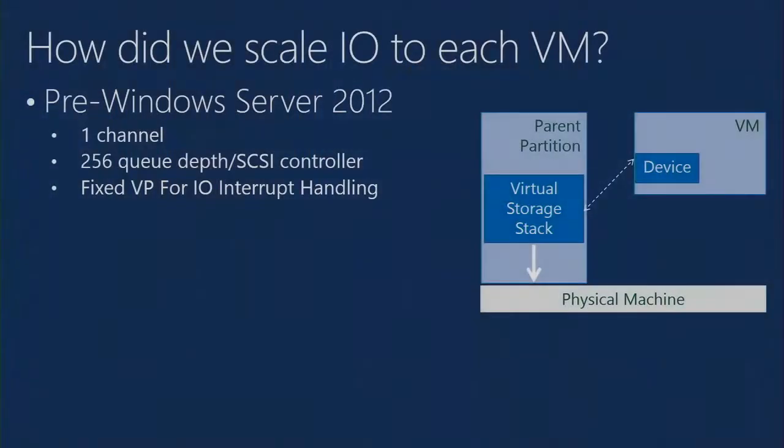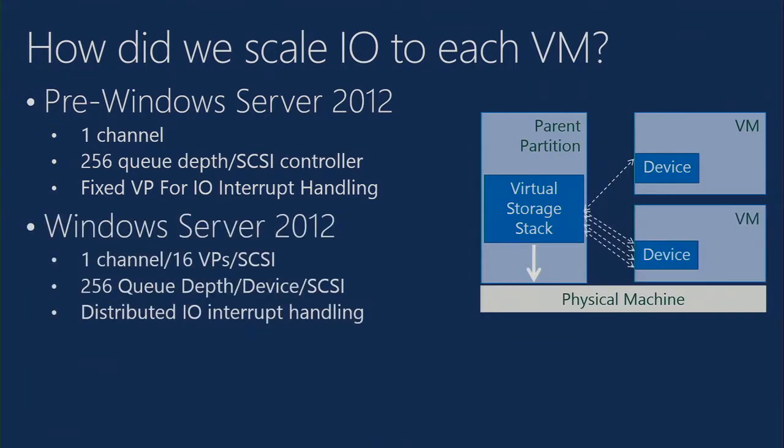So how did we do it? Not much changed in the architecture itself. In pre-Windows Server 2012, our VMBus channel that carries the IOs from the VM to the host was using 1 channel per VM. We had limited queue depth, and we had a fixed VP for the IO interrupt handling. In 2012, we just changed those limits. We added 1 channel per SCSI controller or per n number of processes.